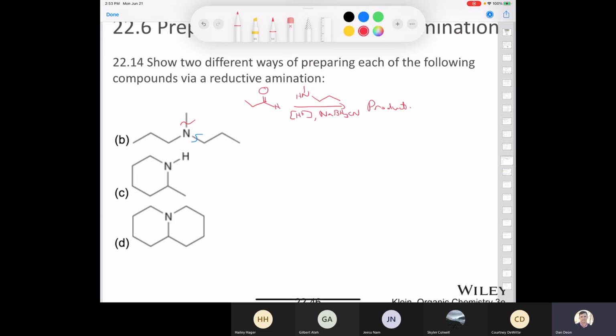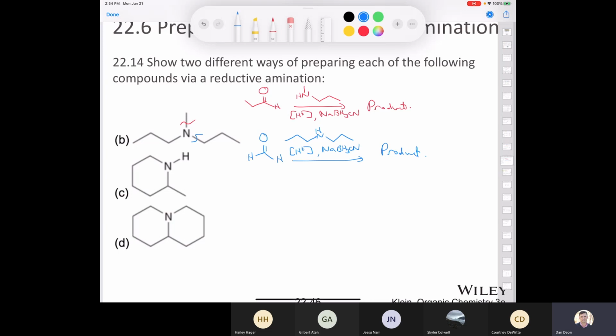We would actually start with formaldehyde, right? You'd start with this aldehyde, only one carbon. Then you would treat it with the dipropylamine. So 1, 2, 3, nitrogen, hydrogen, 1, 2, 3, like that. A catalytic amount of acid and sodium cyanoborohydride. And that would also give you the product.